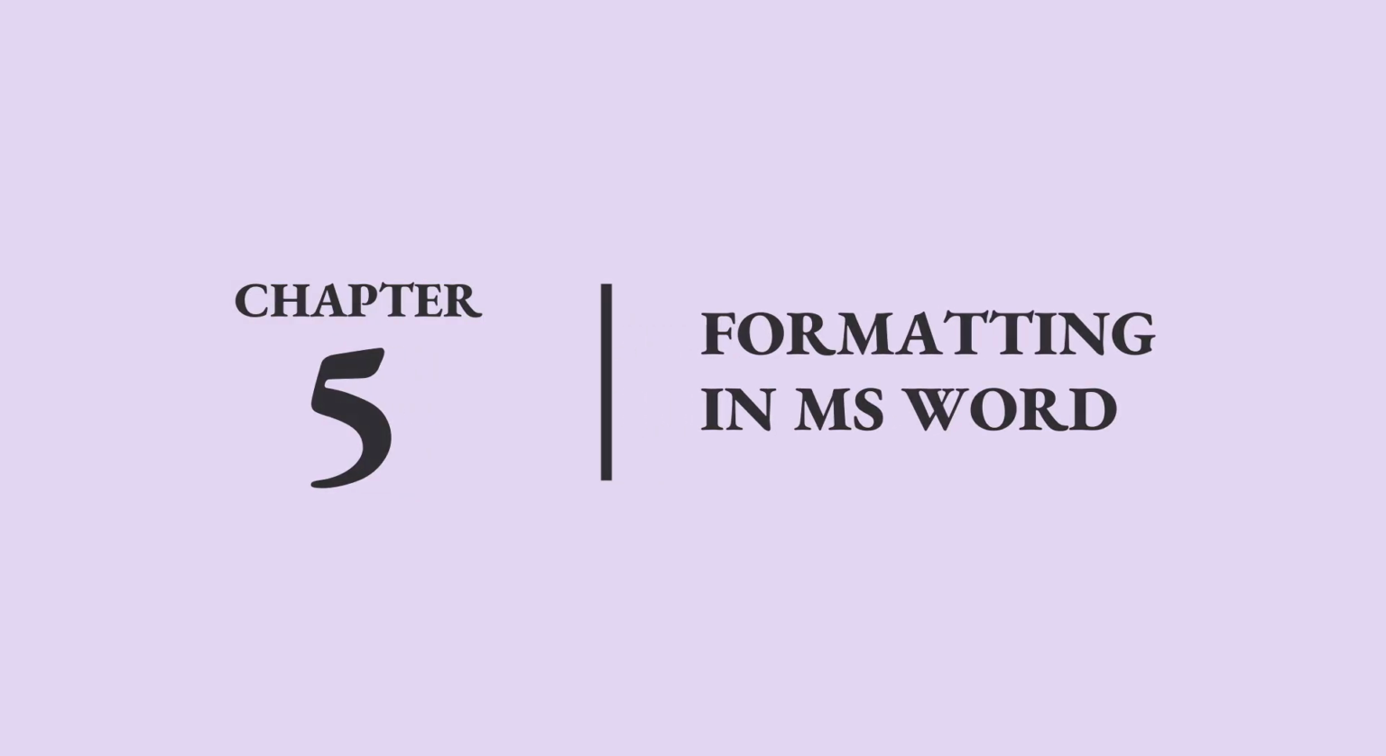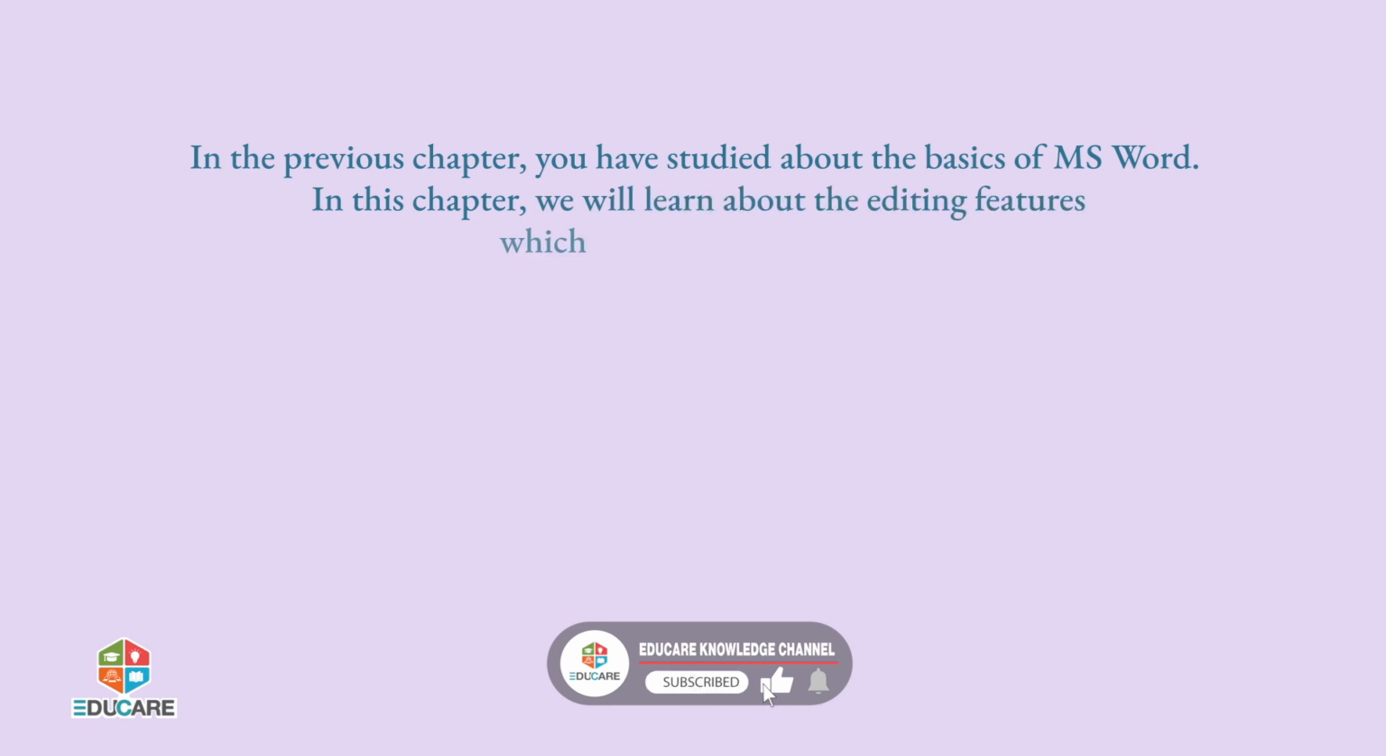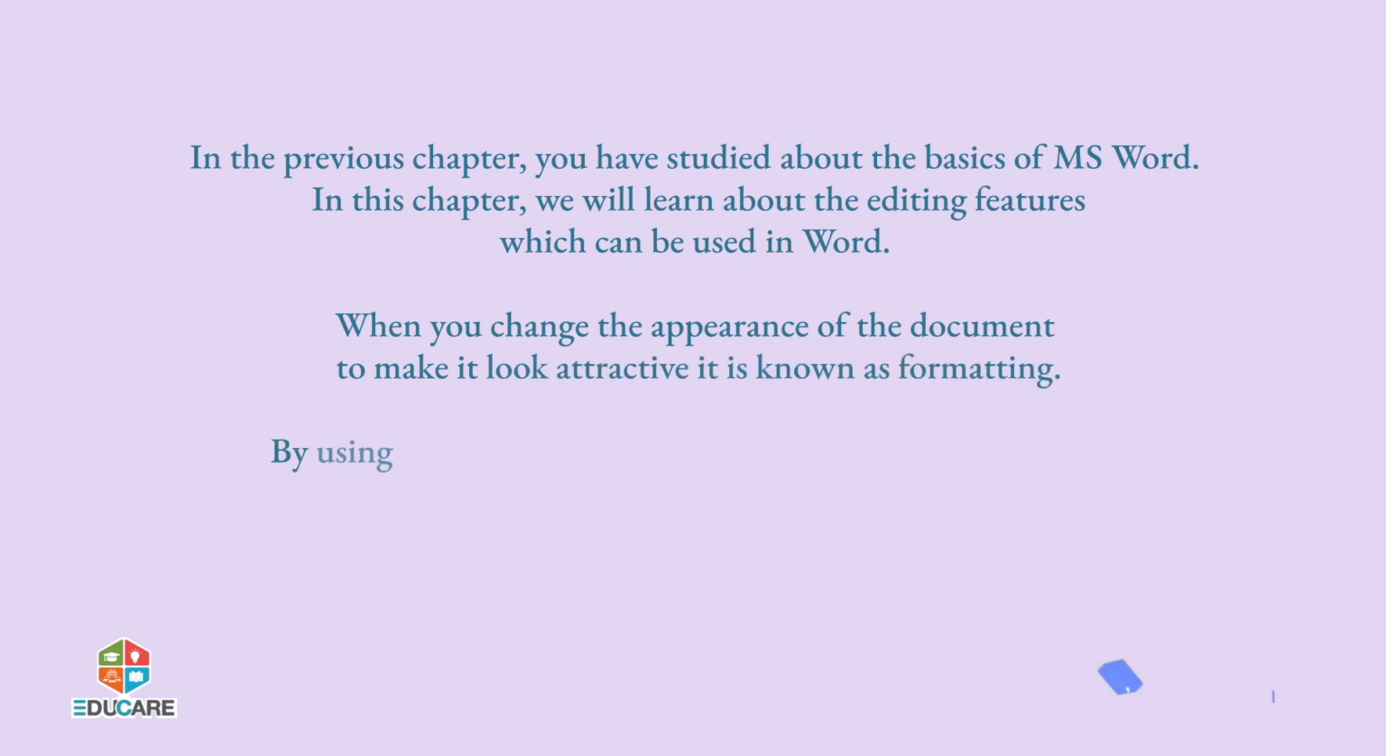Chapter 5: Formatting in MS Word. In the previous chapter, you have studied the basics of MS Word. In this chapter, we will learn about the editing features which can be used in Word. When you change the appearance of the document to make it look attractive, it is known as formatting. By using the Home tab, we can apply the formatting effects.